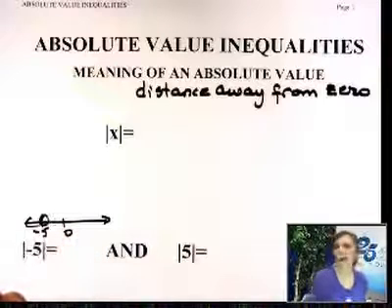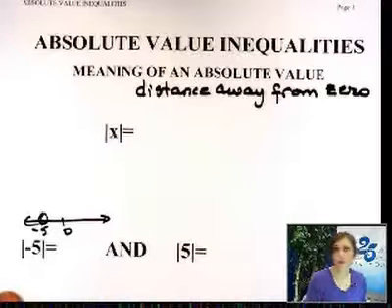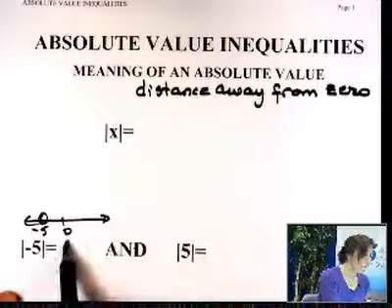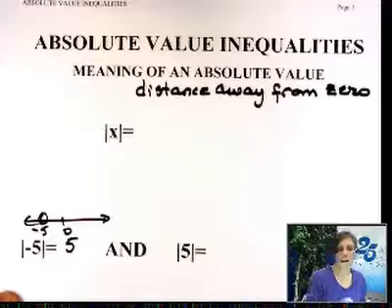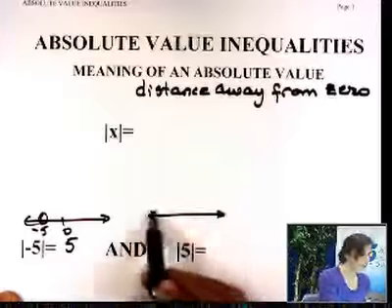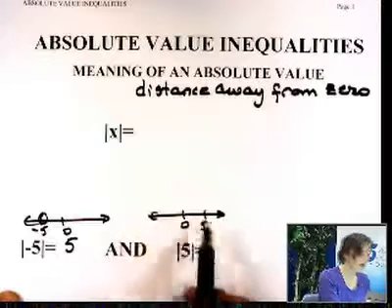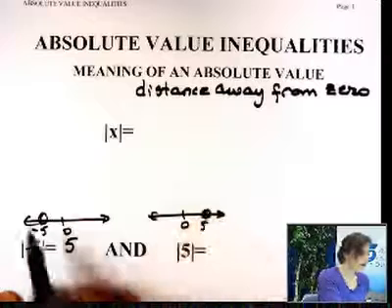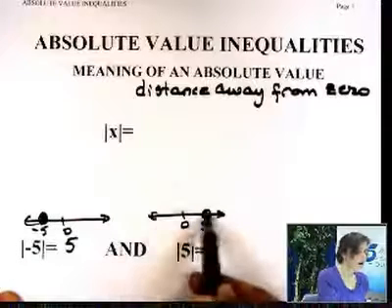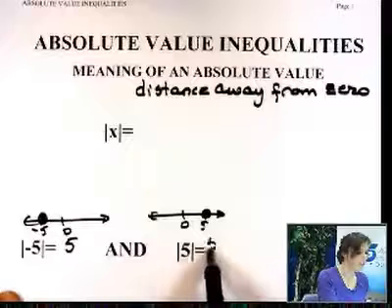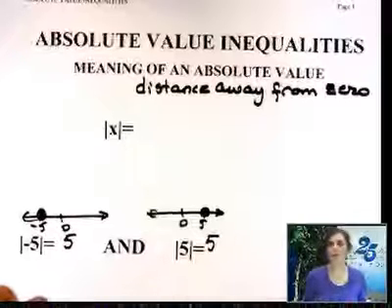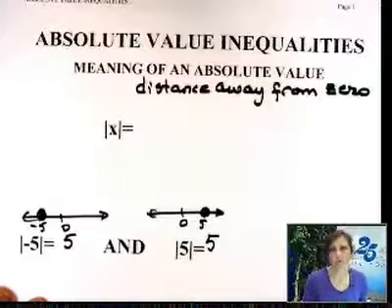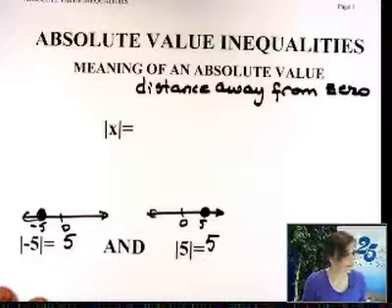If you're at -5, how far away are you from zero? I am 5 steps away. Let's look at 5. How far away from zero here? I am 5 steps away. Because of that, the absolute value of -5 and the absolute value of 5 are both 5.